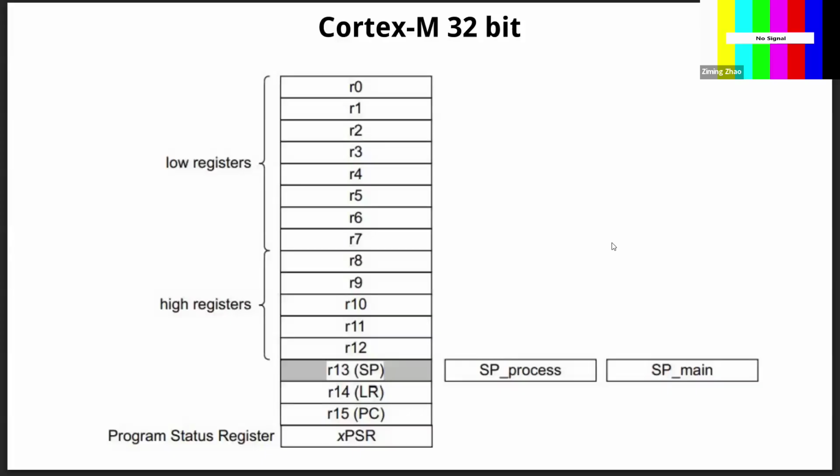So they have how many general registers? Typically 13 general registers. And then the stack pointer, link register, PC, basically the IP register in Intel, and the status registers. So that's what other architectures look like.